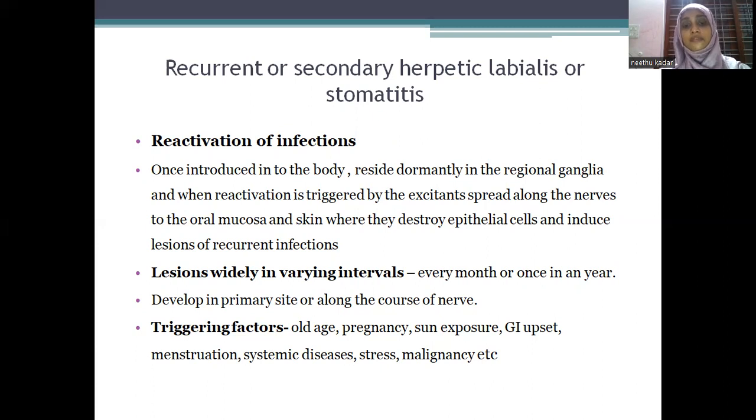There are a lot of triggering factors like old age, pregnancy, sun exposure, GI upset, menstruation, systemic disease, stress, malignancy, etc.